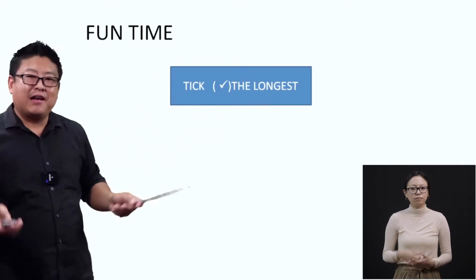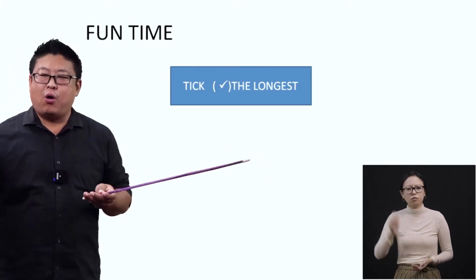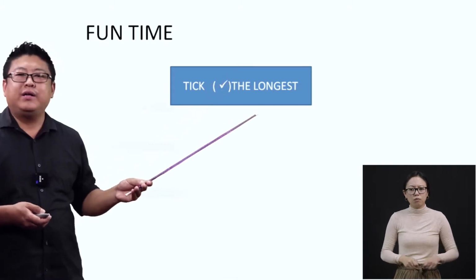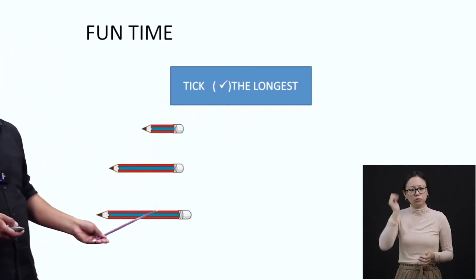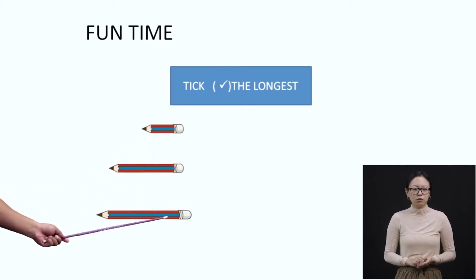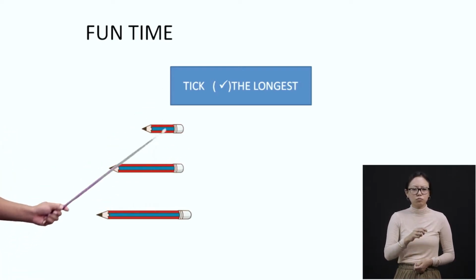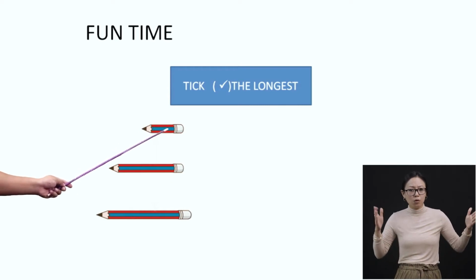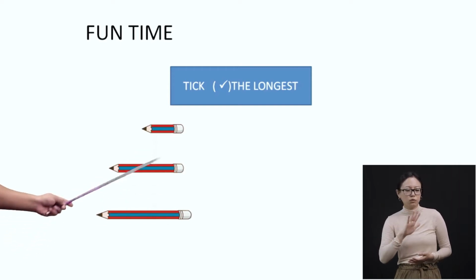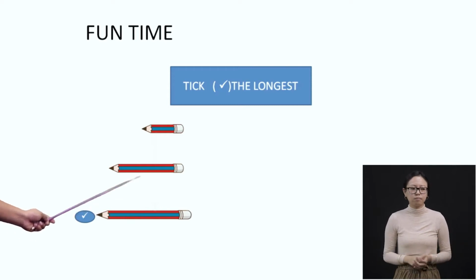Fun time. We will have a little fun identifying things here. Now, I'm sure we have all learned about long, short, tall. So let's try to identify the longest in this picture. We have three pencils here, one, two, and three. We have to identify which is the longest. If you look at one, 2, and 3, we can visualize that number 3 is the longest. All right, children? Number 3 is the longest.